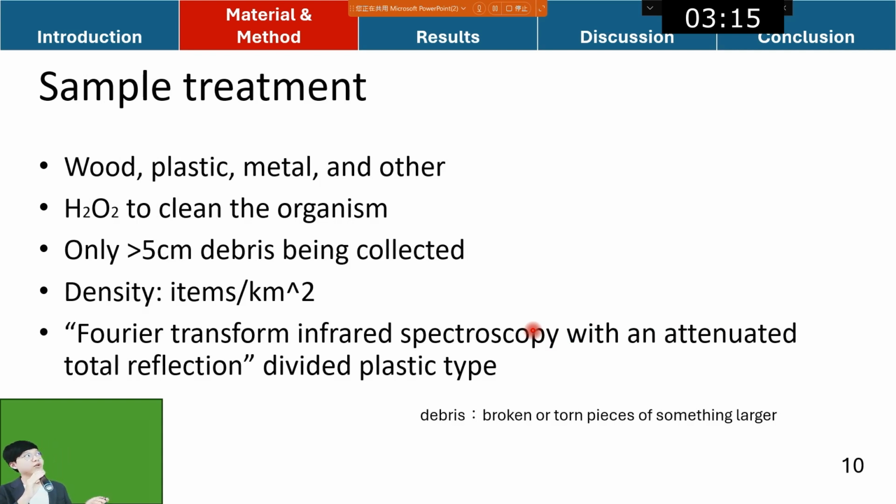The samples we get back are divided into 4 types: wood, plastic, metal, and others. We use H2O2 to clean off the organisms to make sure we can see the writing on it. Only debris bigger than 5 centimeters is collected. The density is measured in items per square kilometer. And we use Fourier transform infrared spectroscopy with attenuated total reflection to identify the plastic type. Actually, this is not the topic, okay?